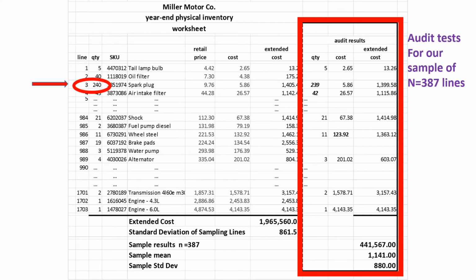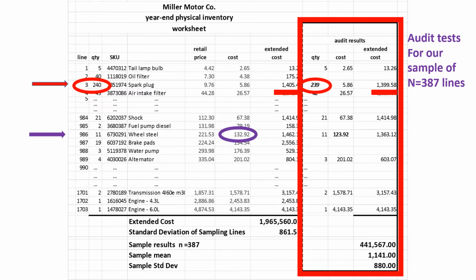Now, we're going to find two kinds of errors. So spark plugs there, they say they have 240 of them. We went out and counted, they only had 239. Does that seem reasonable? Yes, but that's going to change the extended cost. Okay. The second type of error we're going to find is cost.